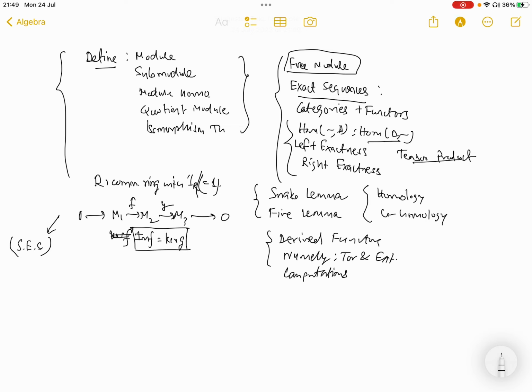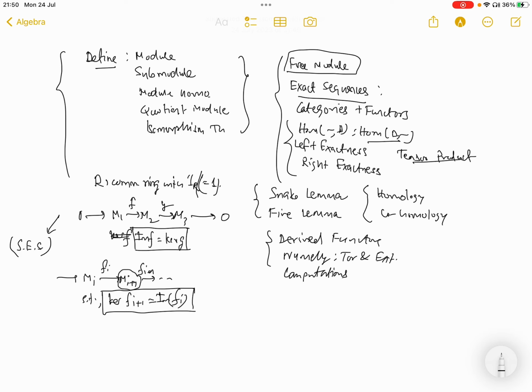And in general, an exact sequence will look like M_i, M_{i+1} and so on, along with f_{i+1}, such that kernel of f_{i+1}, remember kernel of f_{i+1} is a submodule of this, and image of f_i, that is again a submodule of M_{i+1}. So this is happening in M_{i+1}. Yeah. So this is an exact sequence.